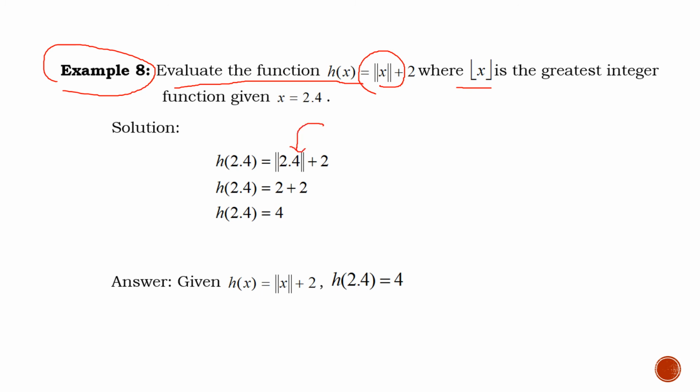With our conditions a while ago, with our greatest integer function, we just simply round down to the whole number that is less than or equal to the given value of your variable x, which is 2.4. So that will be equal to positive 2. We copy your positive 2 here. So your h of 2.4 now is equal to 2 plus 2, or simply equal to positive 4. Positive 4 now is your final answer for this example.